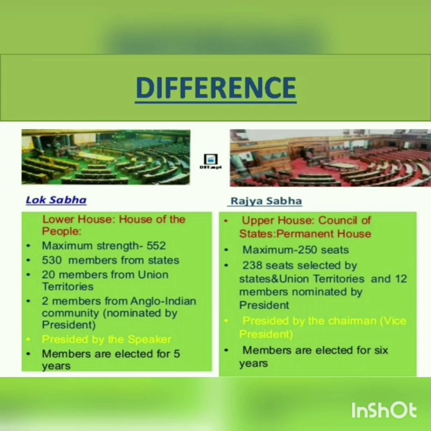Here in Lok Sabha, it is presided by the Speaker, and in Rajya Sabha, it is presided by the Chairman, the Vice President. Now the term. In Lok Sabha, the members are elected for 5 years, and in Rajya Sabha, the members are elected for 6 years. So this is all we have studied about the difference between Lok Sabha and Rajya Sabha. This is it in the concept.